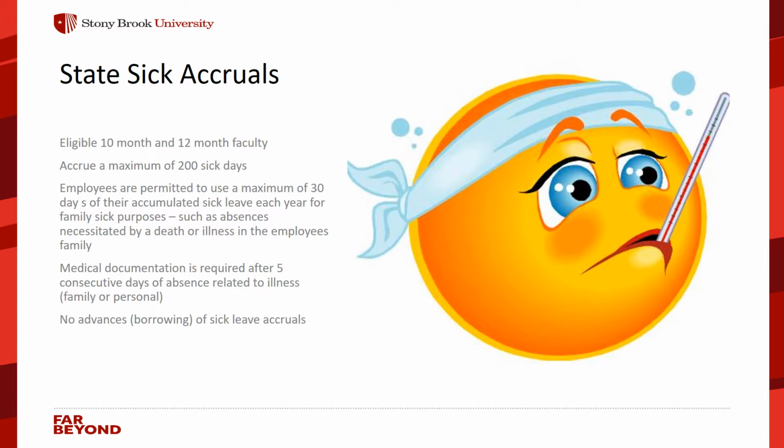Any illness-related absences over 5 consecutive days will require medical documentation, and there will be no advances on sick time. If you're unable to work due to illness but have no remaining sick time, you may be permitted to use vacation time at your supervisor's discretion, or you will be required to take the days off without pay.